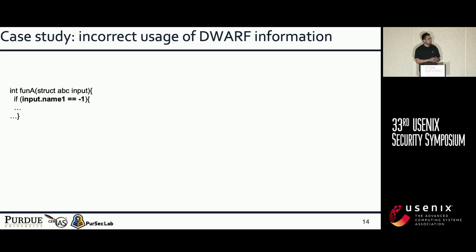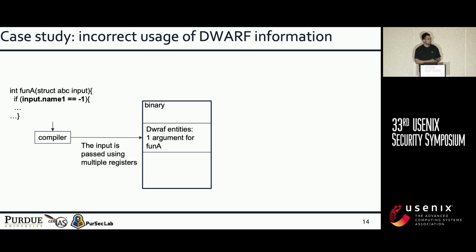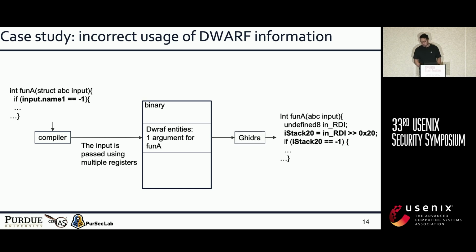The third case is when the input is a structure. The compiler will basically pass the structure using multiple registers and store that there is only 1 argument for function A in its DWARF entry. Ghidra cannot correctly analyze this, and then it will use local variables instead of the input to represent it. For example, here in the condition it uses the local variables, and in the source code it uses the input argument, which is a structure. All these 3 cases can be fixed by disabling DWARF in Ghidra.